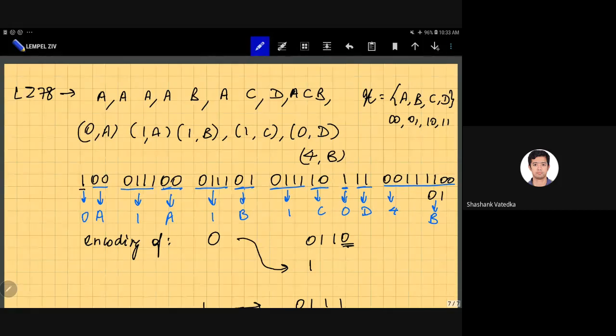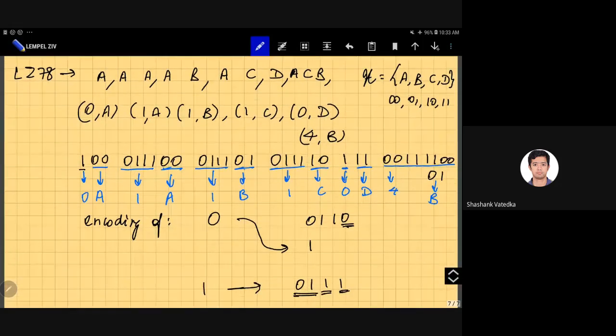Okay, so here's a question. What's the total number of bits we used to encode this particular sequence? So what is the length of the code word in this particular case? So it's 34 bits.